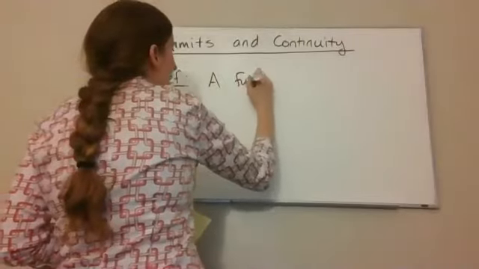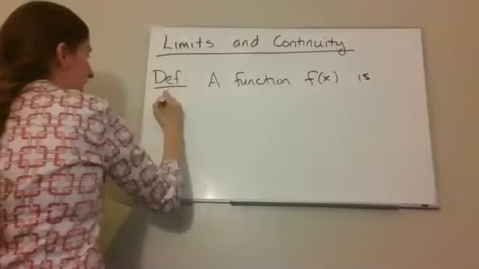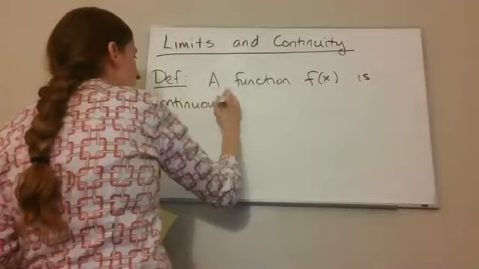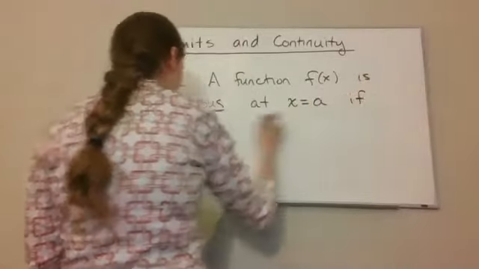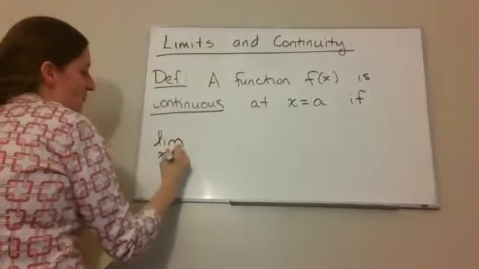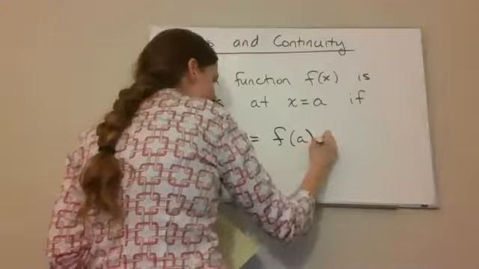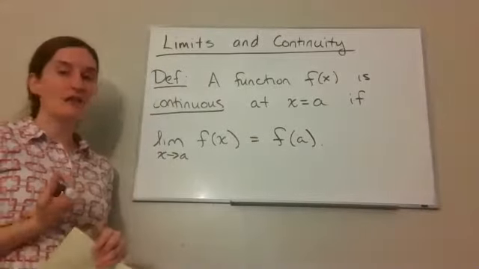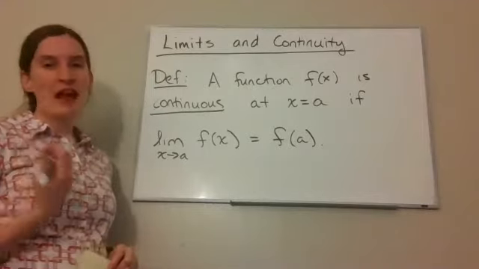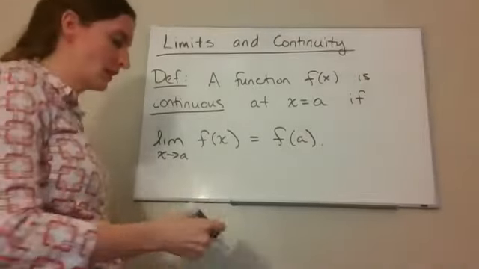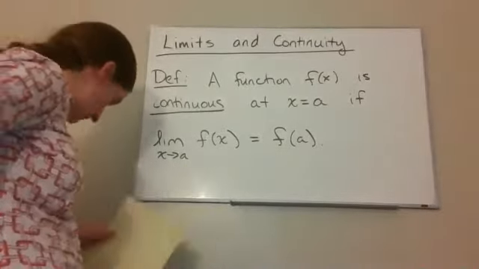A function, f of x, is continuous at the point x equals a if the limit as x approaches a of f of x is equal to f of a. So what this is saying is a function is continuous at a point if the limit as we approach that point is equal to the actual function value. So let's start by talking about some different functions and whether they're continuous or not.